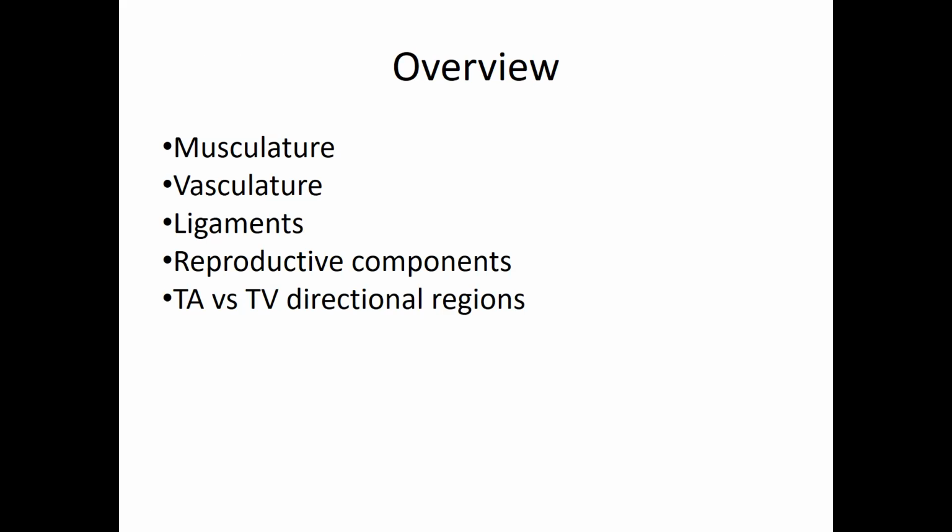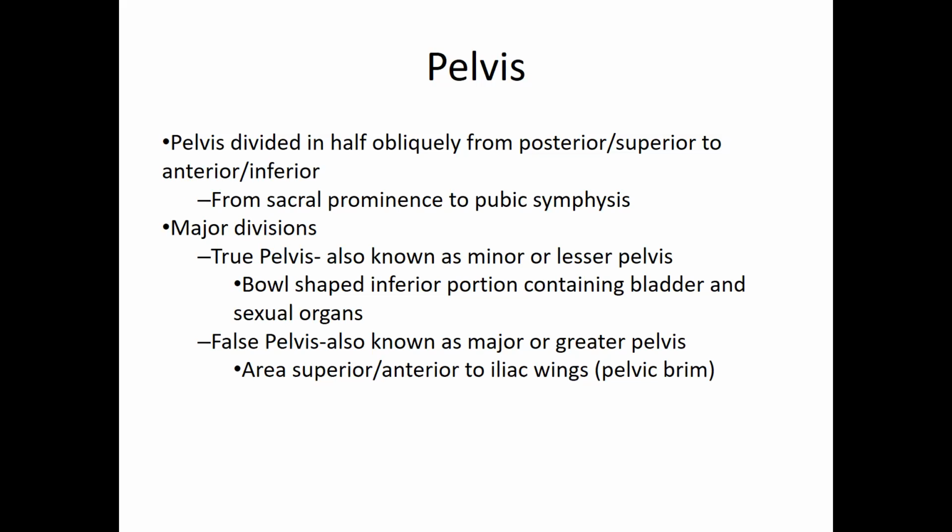Okay, so musculature, vasculature, ligaments, reproductive components, transabdominal and transvaginal directional regions. So we're going to go over a bunch of this today. We can divide our pelvis up into a true pelvis or a false pelvis. The way this is done, it goes from the sacroiliac joint on the lateral aspect down to the pubic symphysis. So everything that is posterior and inferior to here is considered our true pelvis. And then anything that's anterior or superior is considered our false pelvis. Our true pelvis, or minor or lesser pelvis, contains the bladder and the sexual organs. Everything else is considered the false pelvis.